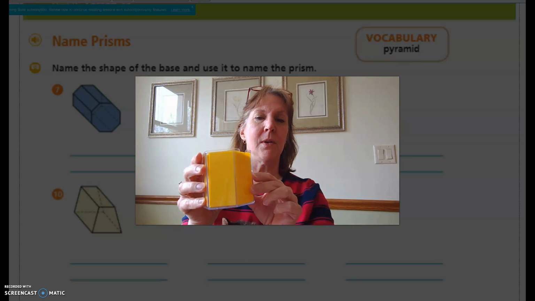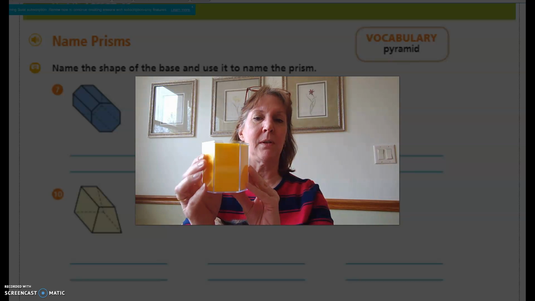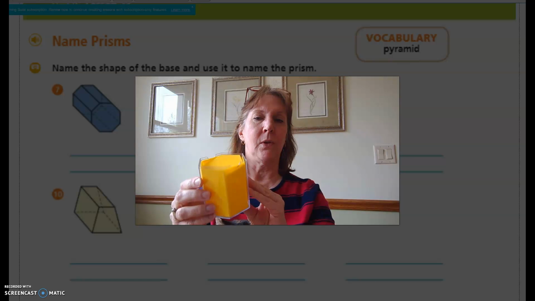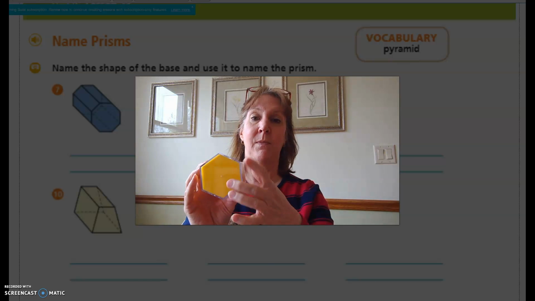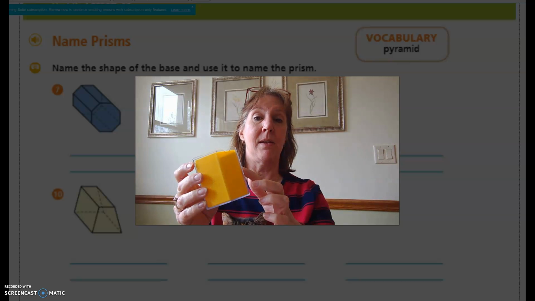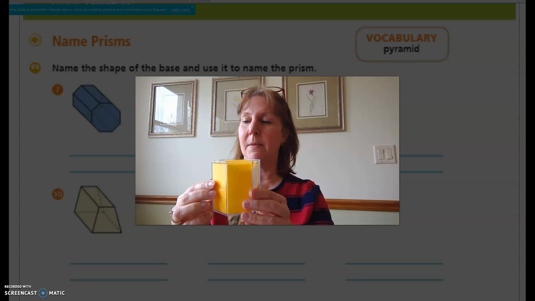Now notice the sides on the prism are all shaped like rectangles. So you've got a hexagon on the bottom, you've got a hexagon on the top, same size, and then the sides are all rectangles that are all the same size.